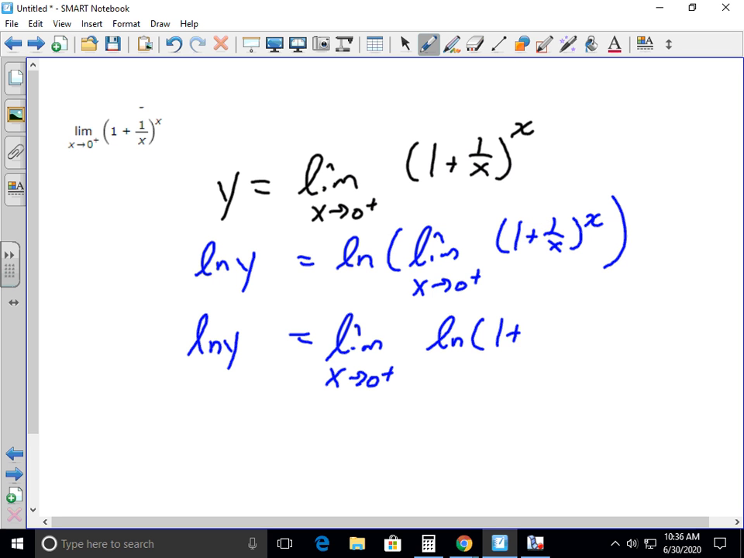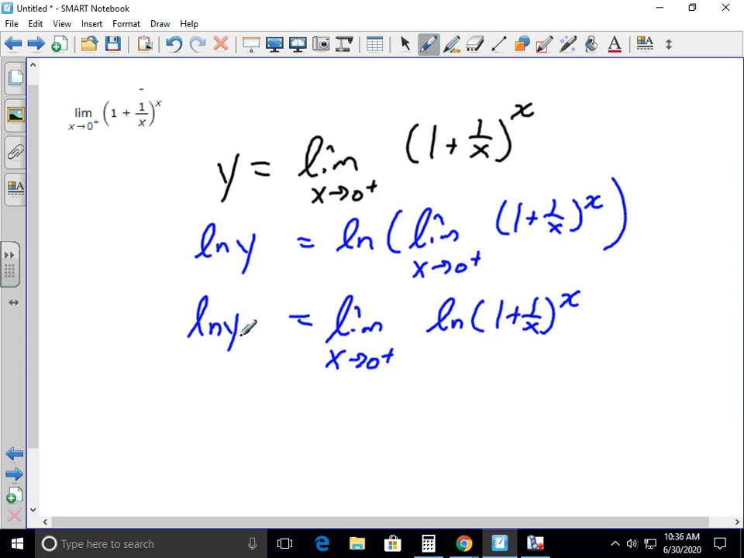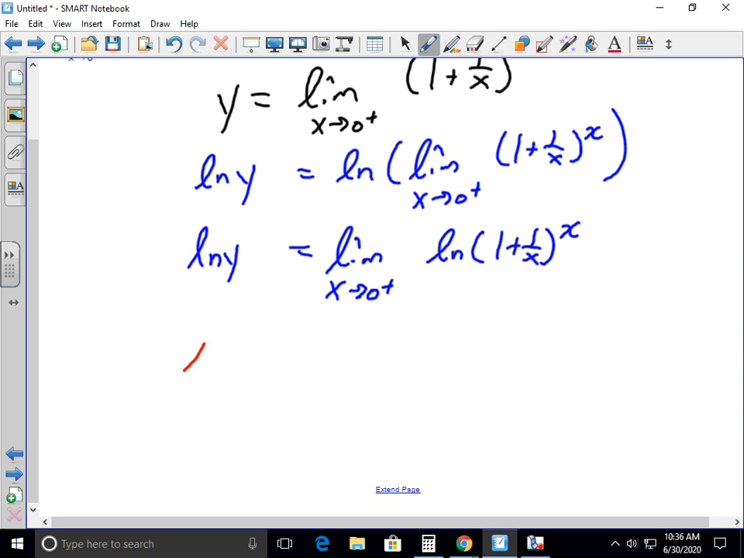Natural log of 1 plus 1 over x to the x. So natural log y equals the limit of, since we have natural log to a power, we can bring that x down, and then we can do that times natural log.